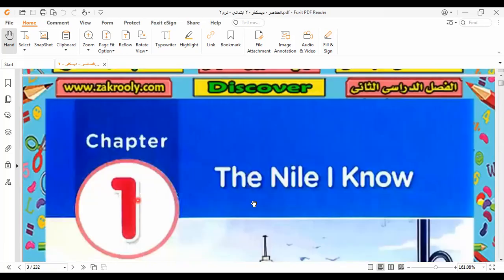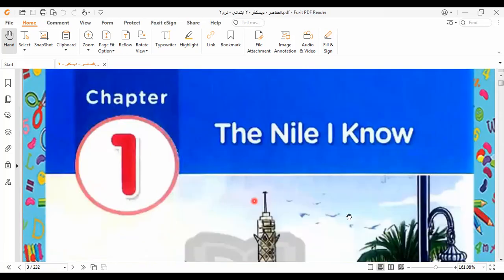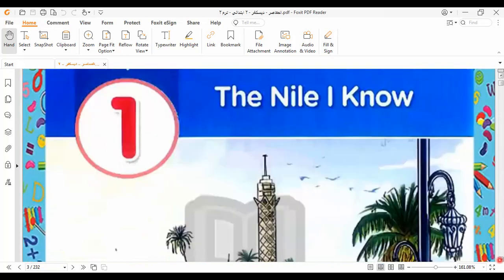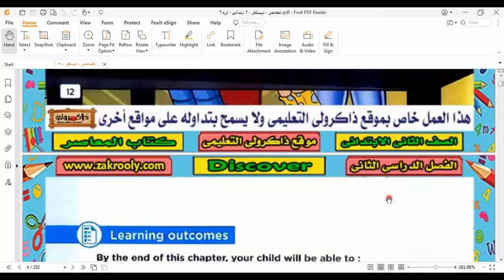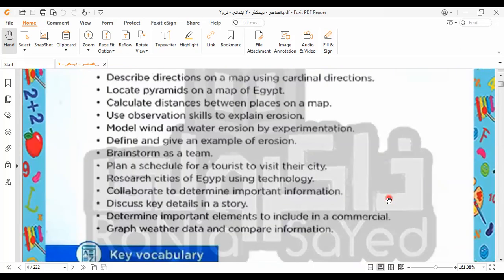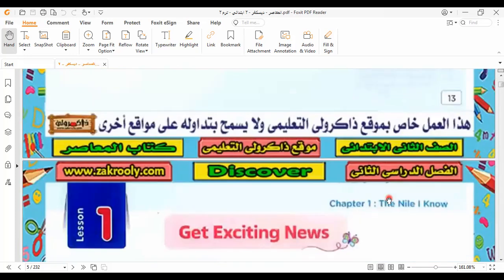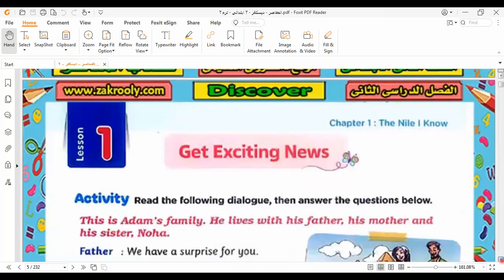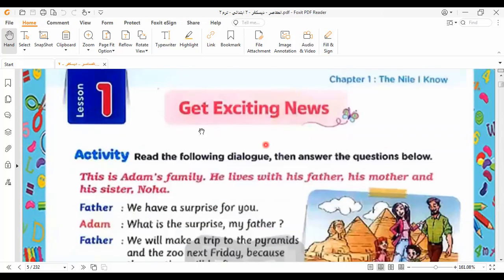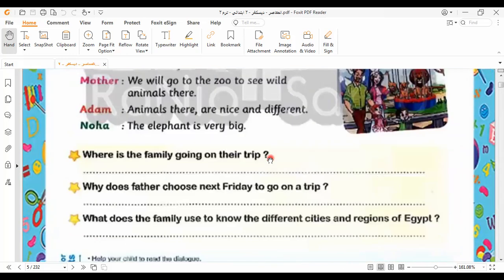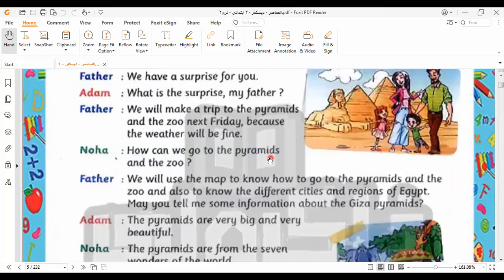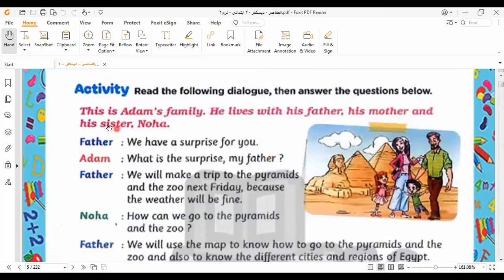The Nile I know. What do you think this chapter will talk about? Think with me. We are going to talk about the Nile. The River Nile is in Egypt. So we have a story and we have questions and we are going to answer these questions. Let's go and read the text.